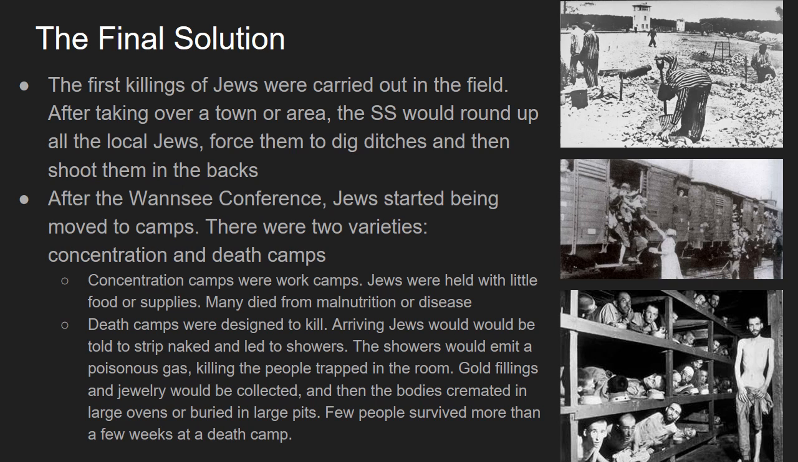When these camps were liberated by the Allies, they found piles and piles of valuables that the Nazis had collected, piles of wedding rings, piles of shoes and clothing that had been taken from these bodies, that the Nazis had held onto and collected. After the bodies had been stripped, they would be cremated in large ovens or buried in large pits. Very few people survived more than a couple of weeks at a death camp. These were horrible, awful places.